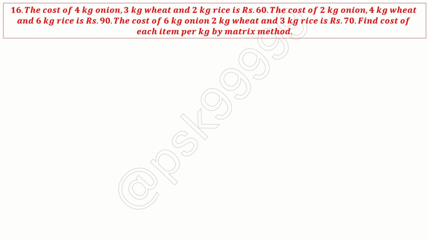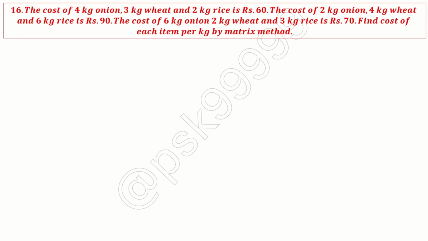Now this is a simple application question. The cost of 4 kg onion, 3 kg wheat, and 2 kg rice is rupees 60 combined. The cost of 2 kg onion, 4 kg wheat and 6 kg rice is rupees 90. The cost of 6 kg onion, 3 kg wheat and 3 kg rice is 70. Find the cost of each item per kg by matrix method.